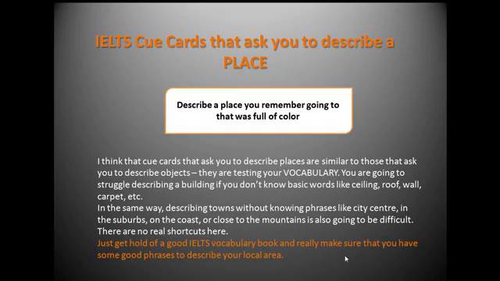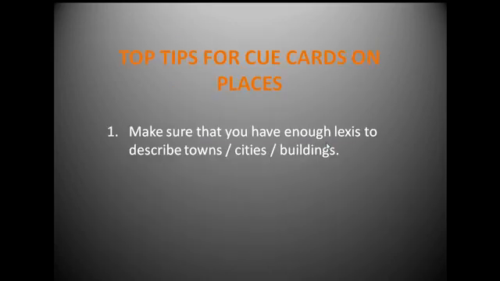Now, make sure that you have some good phrases to describe your local area. Students, you should be very familiar with your local area. Now, top tips for cue cards on places. Make sure that you have enough lexis, that is enough vocabulary, to describe the towns, the cities, the buildings. I mean, you should have a collection of words to talk about different kinds of facilities available, to talk about the infrastructure of that particular place, or to talk about the beauty of the buildings, and a lot more.